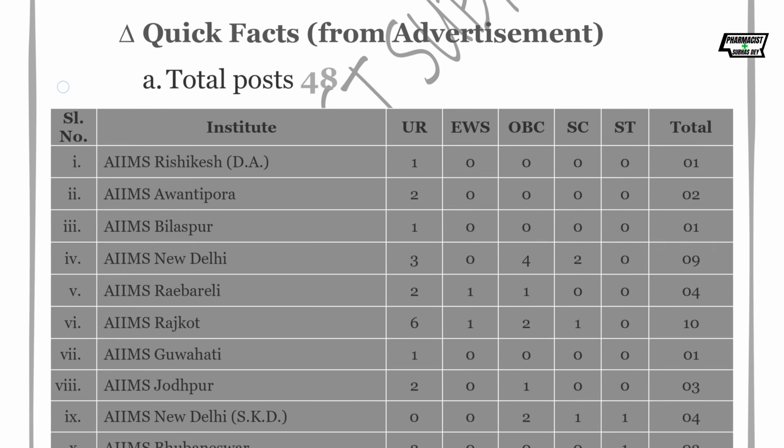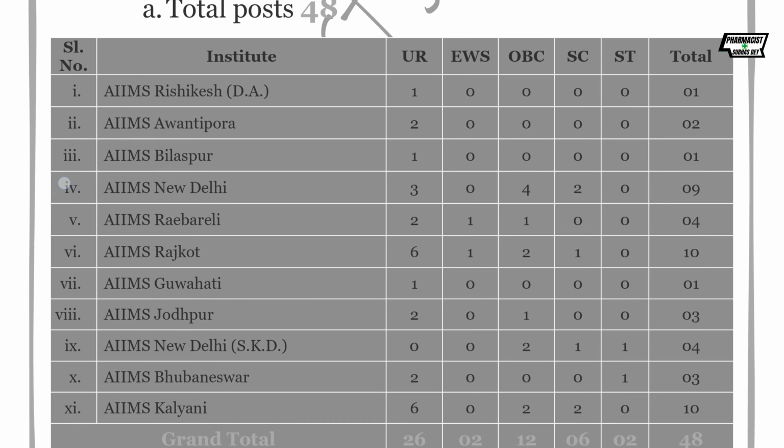Now let's talk about total posts. Total posts were 48. I have listed here. So from AIIMS Rishikesh, DA means dispensing attendant, AIIMS Avantipura, that's situated in Kashmir, and AIIMS Bilaspur, AIIMS New Delhi, AIIMS Raebareli, AIIMS Rajkot, AIIMS Guwahati, AIIMS Jodhpur, and AIIMS New Delhi, these storekeeper drugs. These nine institutes were enlisted in the first phase of this CRE, and subsequently AIIMS Bhubaneswar and AIIMS Kalyani added their posts by addendum.